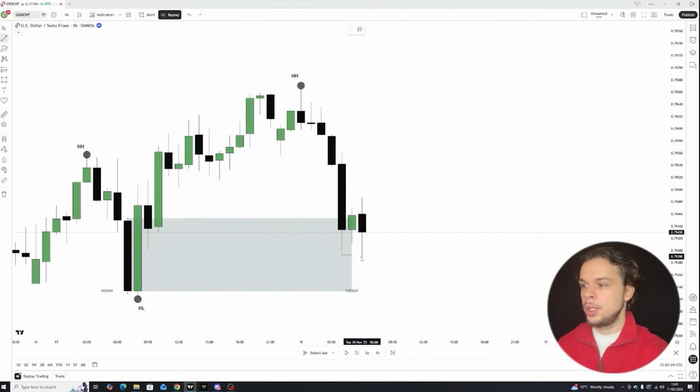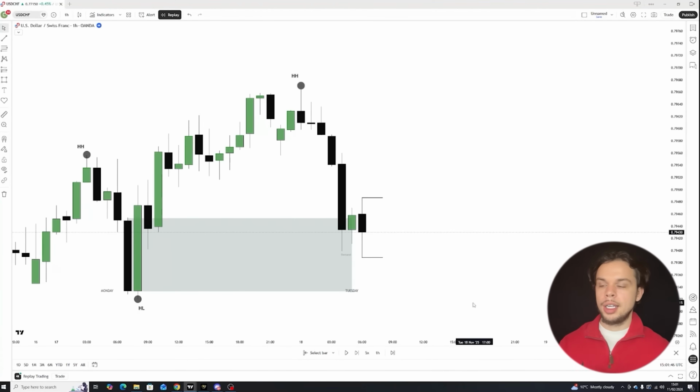So as you can see, we have just mitigated into a level of demand. So therefore, we're going to be interested in longs. We are in an uptrend. The market is making higher highs, higher lows, and higher highs. And what we can see here is the current candlestick is a bearish candlestick. So we'll mark up the highs and lows of this candlestick. So as you can see, I have now marked up the highs and lows of the bearish candlestick.